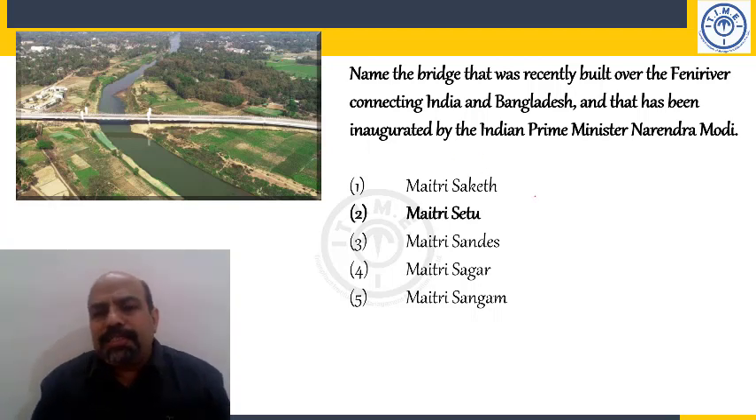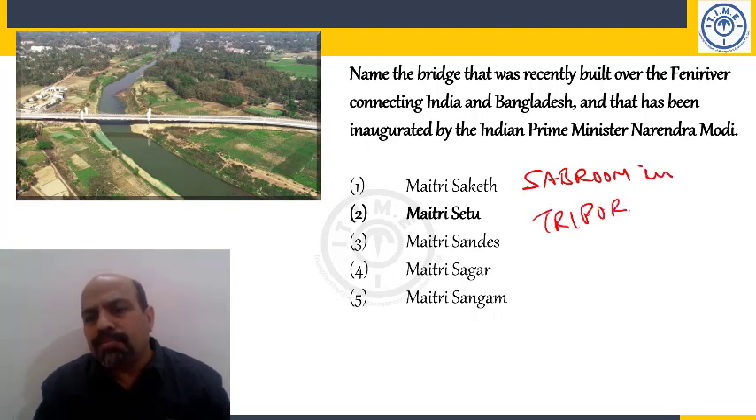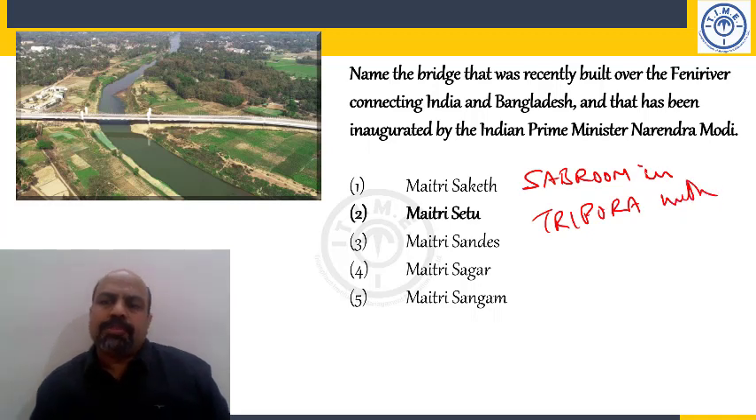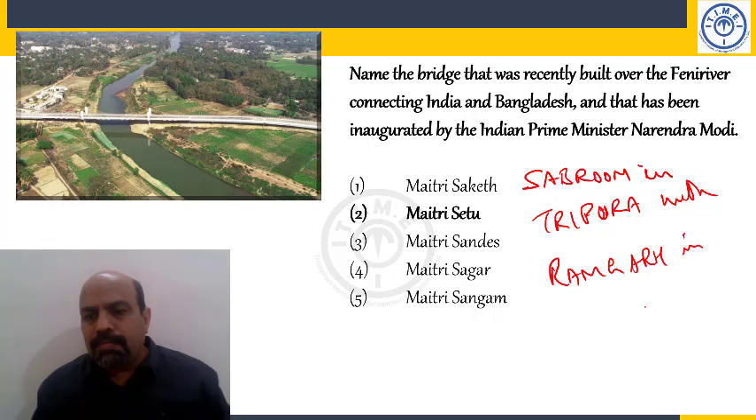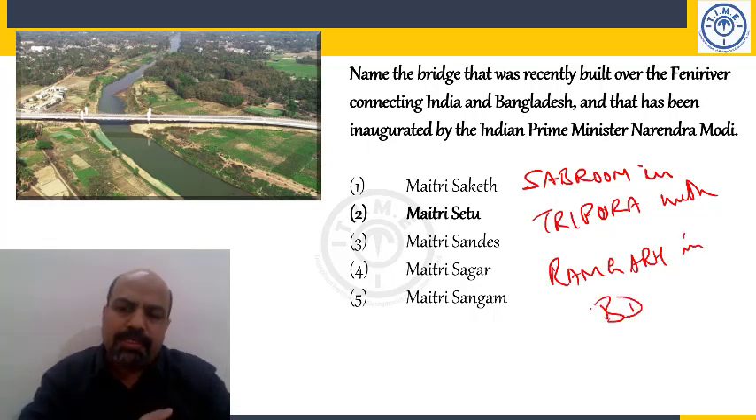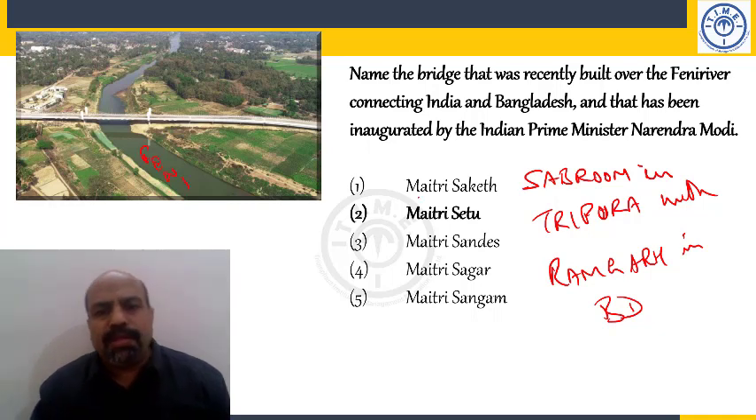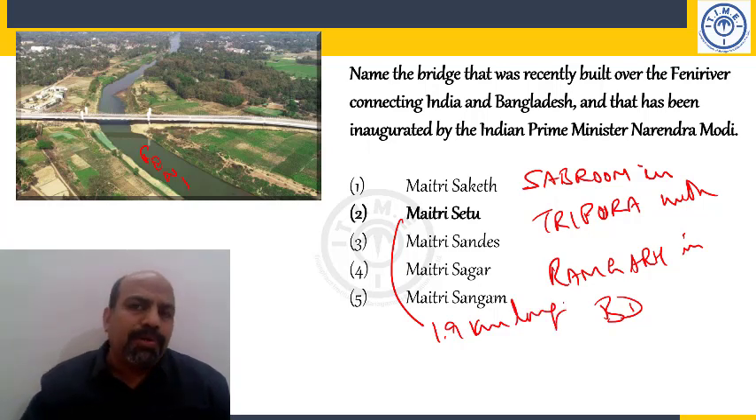You could write this: connects Sabroom in Tripura with Ramgarh in Bangladesh. This is the Feni River. You could also write that the bridge is 1.9 kilometers long.